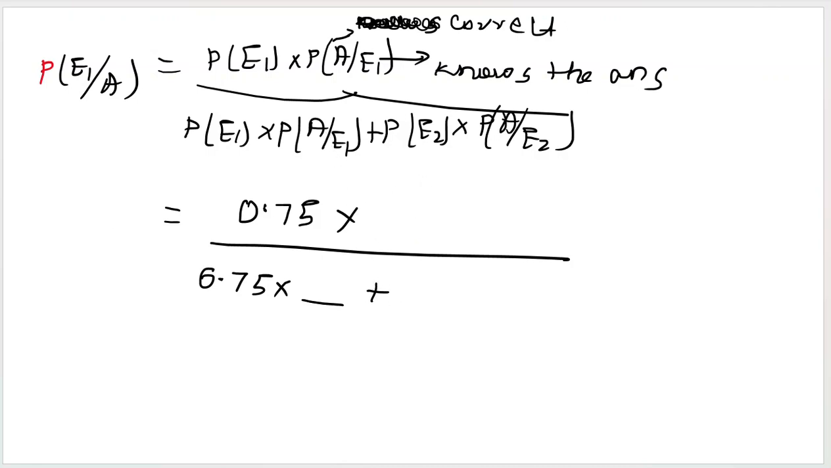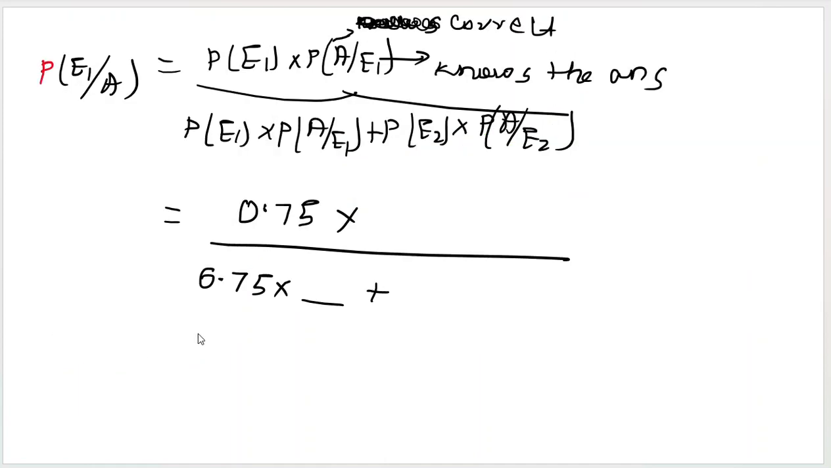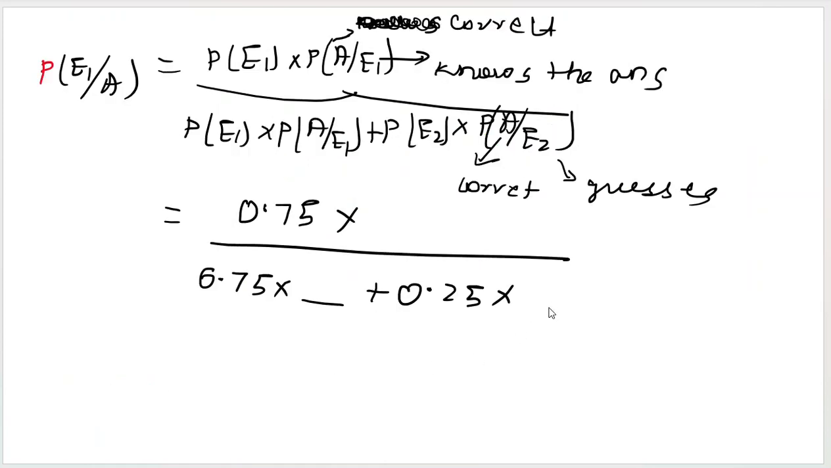P of E2 is given to us, as E2 is guessing, and the probability of guessing is 1 upon 4, which is 0.25. You can check it using a calculator. 0.25 into probability of A by E2. Now A is correct, and E2 is guessing. So correct given guessing is given over here, and this is actually 1 by 4, which is 0.25. Now what is the probability of A by E1? It is basically correct given he knows the answer.